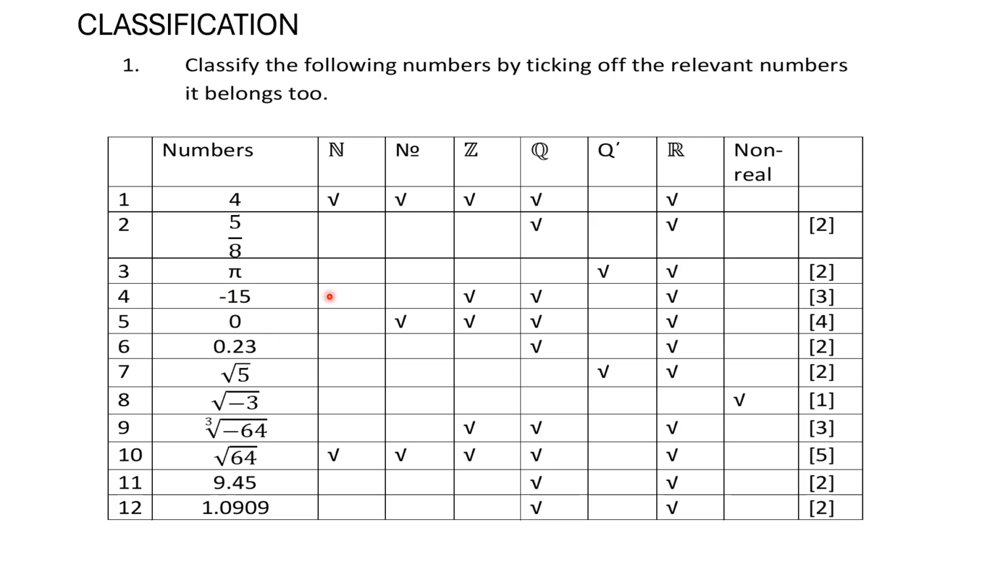Negative 15 can't be a natural number. Natural numbers are all positive. Negative 15 can't be a whole number because whole numbers start at 0 and include all positive numbers, but negative 15 is an integer. Negative 15 can be written as negative 15 over 1, so therefore it's considered to be rational, right? And from there automatically it forms part of the real number system.